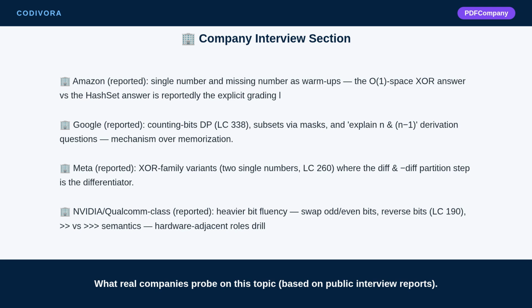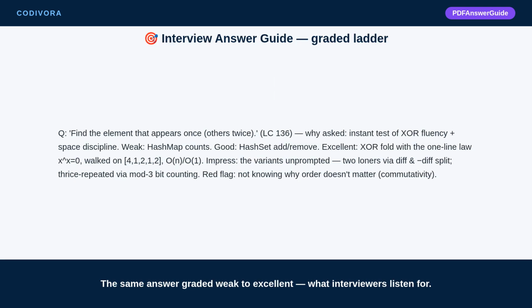Meta reported XOR family variants, two single numbers, LC260, where the diff and -diff partition step is the differentiator. NVIDIA and Qualcomm class roles reported heavier bit fluency: swap odd and even bits, reverse bits, LC190, versus semantics, hardware-adjacent roles drilled as hardest. Here is how the same answer is graded, from weak to excellent, so you know exactly what an interviewer is listening for.